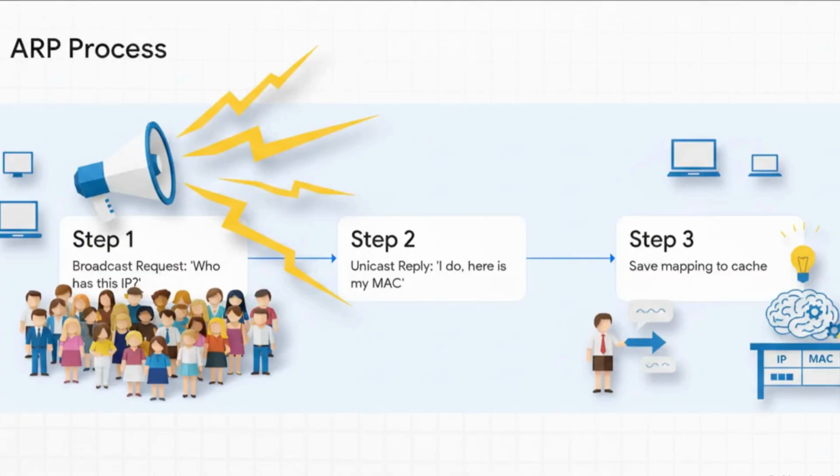So how does this handshake actually work in practice? Well, imagine standing in a crowded room. Step one is the broadcast request. It's essentially a device shouting to the entire network, "Hey, who has this IP address?" Every single host on the subnet hears and processes this, but only the specific target IP actually responds. Then, in step two, the target quietly sends a unicast reply directly back to the requester saying, "I do, here's my exact MAC address." Finally, for step three, the requesting device saves that mapping to its cache for future use, and boom, the circuit is complete.